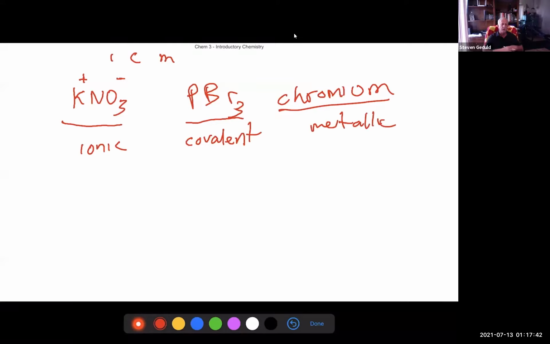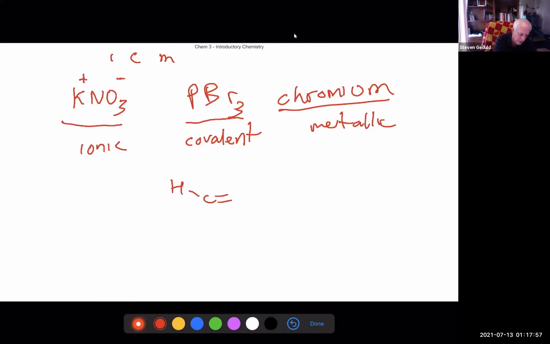So you've got your ionic bond, a covalent bond, or your metallic bond. Looking at these compounds, let's do the next one here. Let's take ethene, C2H4. Let's look at the Lewis structures. Or we have urea.